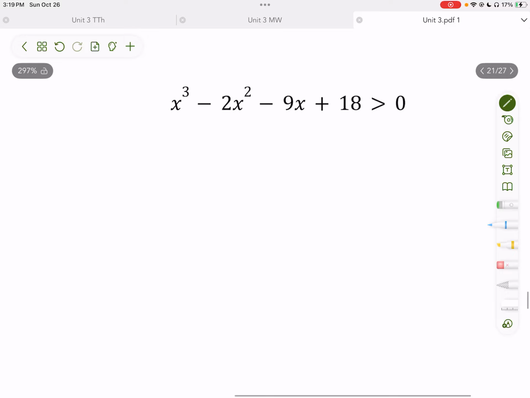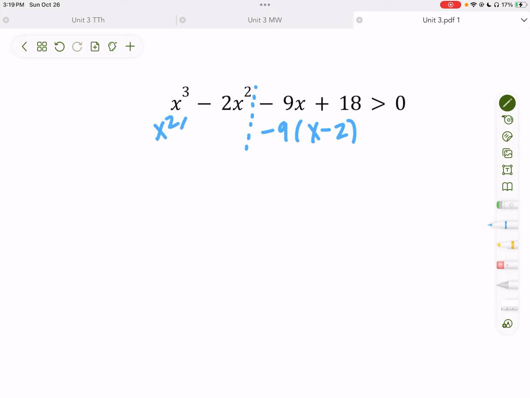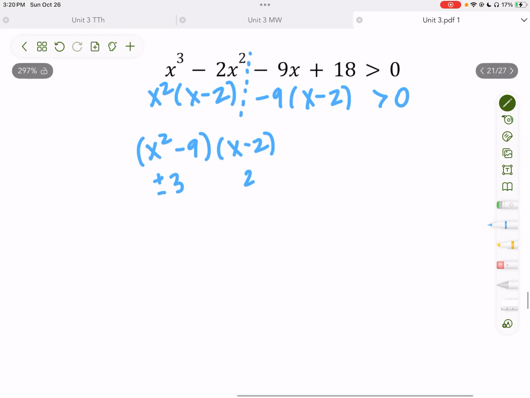Our very last one, also factorable by grouping. Throw out that -9. I don't know why I started on the right, but decided to do something different. Right, we have x squared minus 9. Again, we had that earlier, but don't forget that's going to be plus minus 3 and 2.